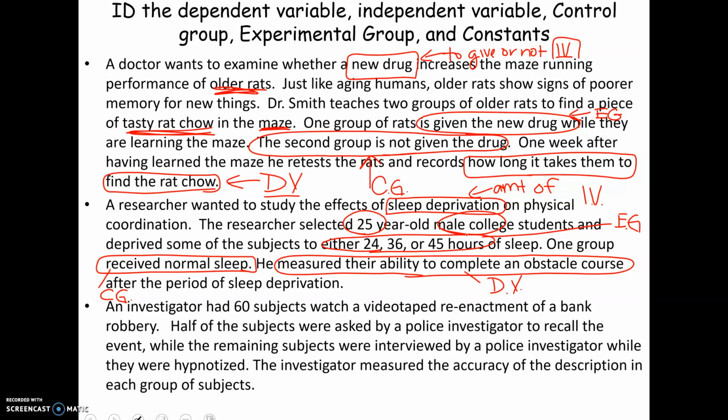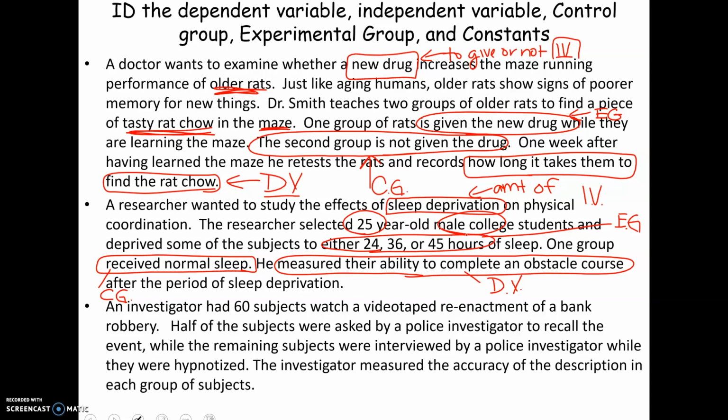All right, our last one. An investigator had 60 subjects watch a videotaped reenactment of a bank robbery. Half of the subjects were asked by a police investigator to recall the event, while the remaining subjects were interviewed by a police investigator while they were hypnotized. The investigator measured the accuracy of the description of each group of subjects.